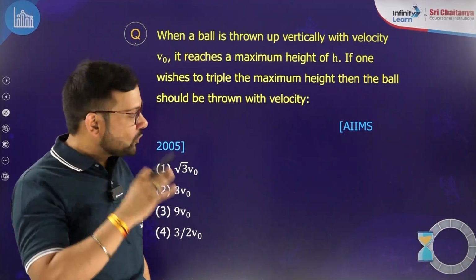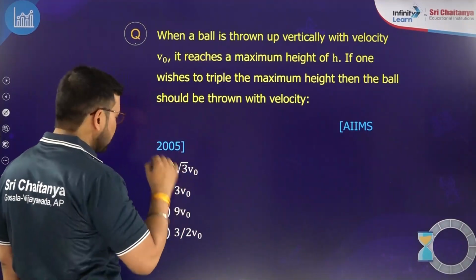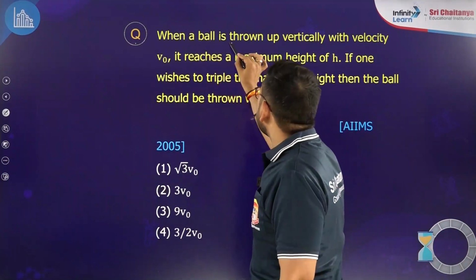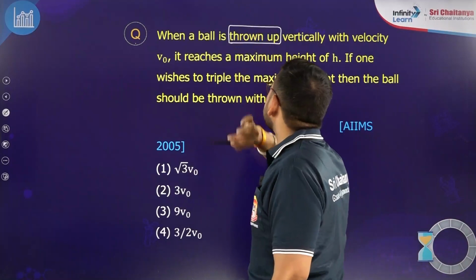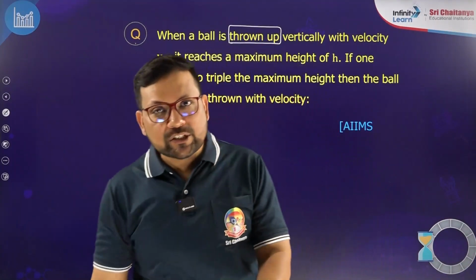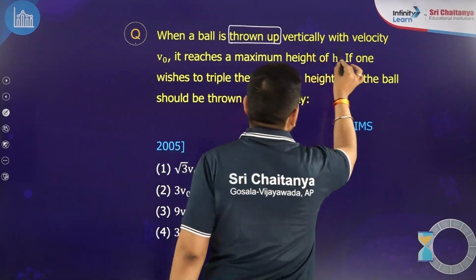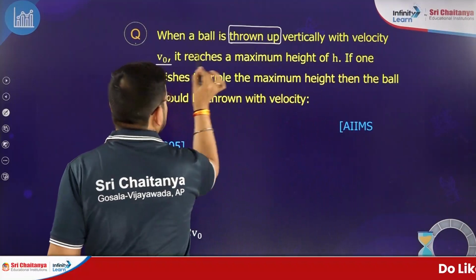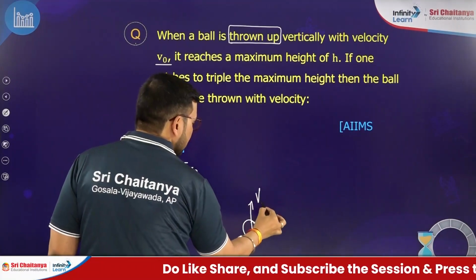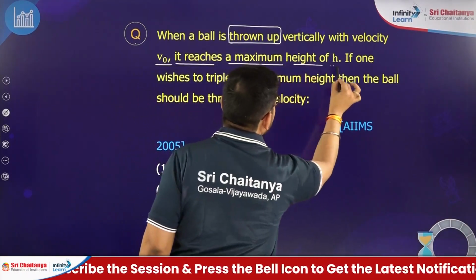I hope up to now you have picked it up. In this question also, an AIIMS 2005 question, let's have a look. When a ball is thrown up. So the first thing we have picked up: it is not a fall question, it is a thrown-up question, projected up vertically with velocity v0. Up to here you are throwing something up with velocity v0. It reaches a maximum height of h.